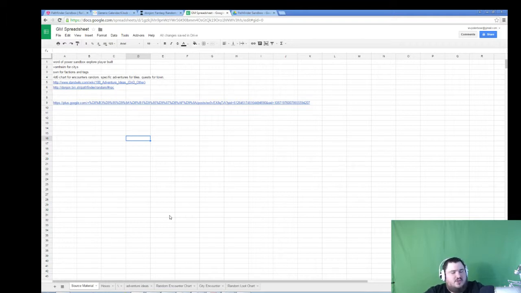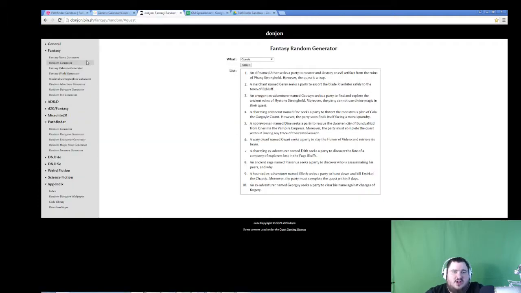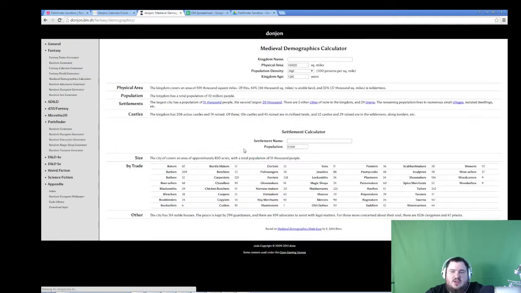Cities, I'm not going to be doing city maps so much. I'm going to be using a document called Vornheim. You can find it on DriveThruRPG. It has excellent ways of doing cities. You determine the number of districts in cities, which I will do. I will then use the Donjon fantasy demographics calculator.